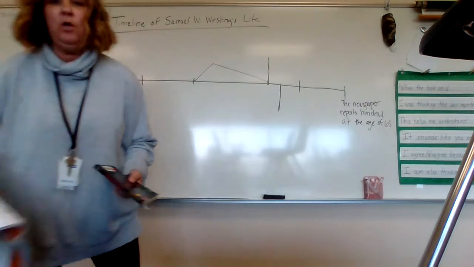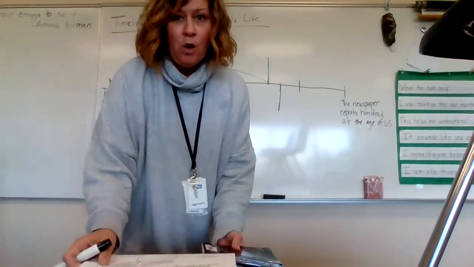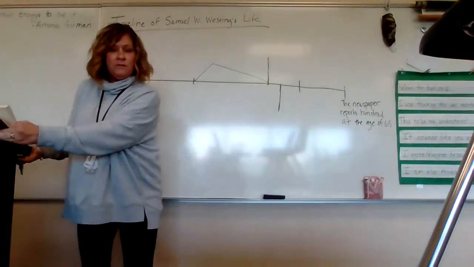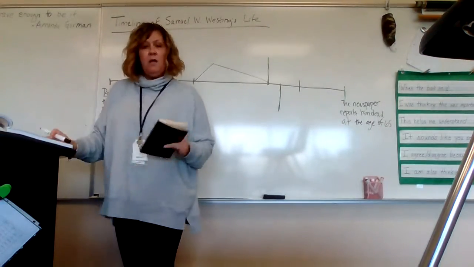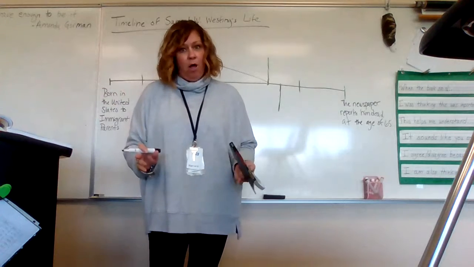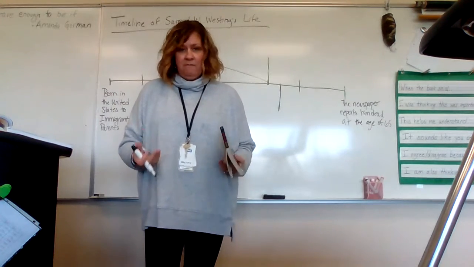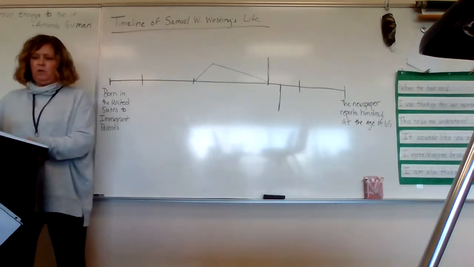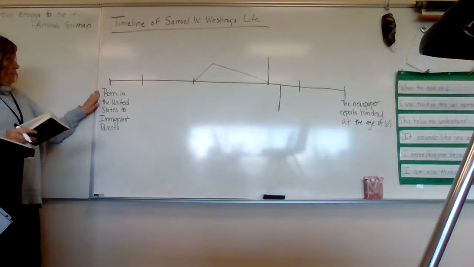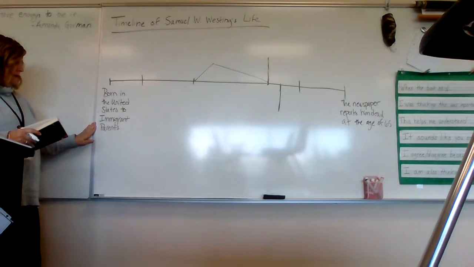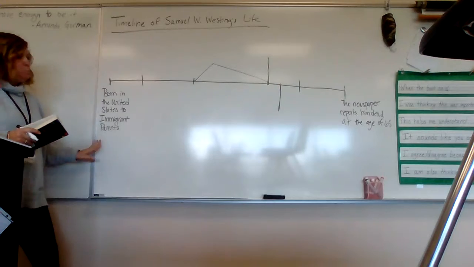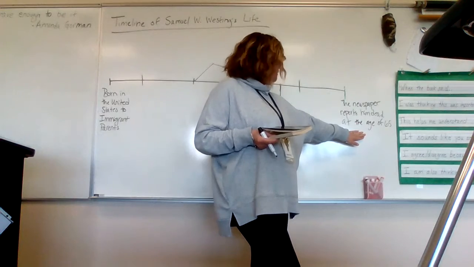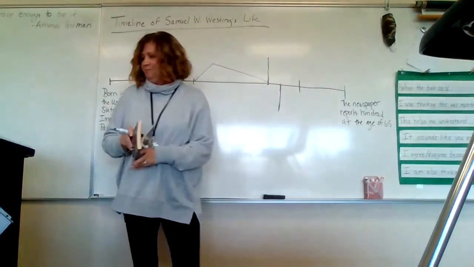So, we did do some of this when some of you were in class last week. So some of you may already have this filled in for some of the events, but not all of them. So let's just go ahead and fill in all of our events. Your worksheet already has that Sam Westing was born in the United States to immigrant parents. And it already has that the newspaper reported him dead at the age of 65.